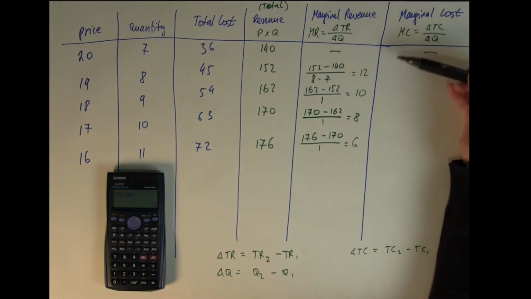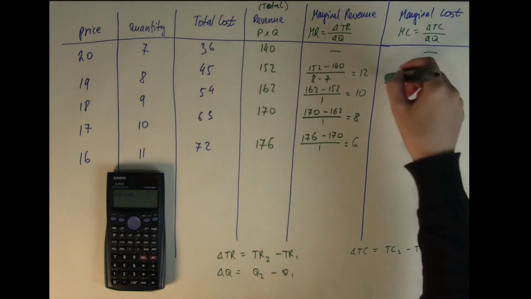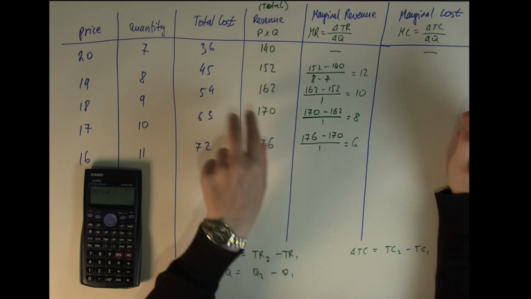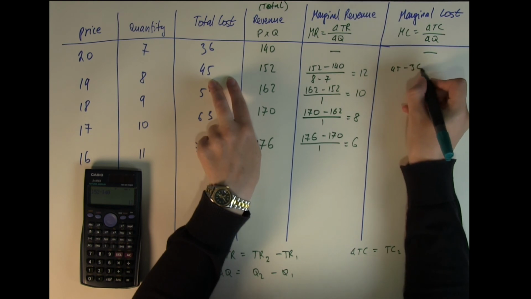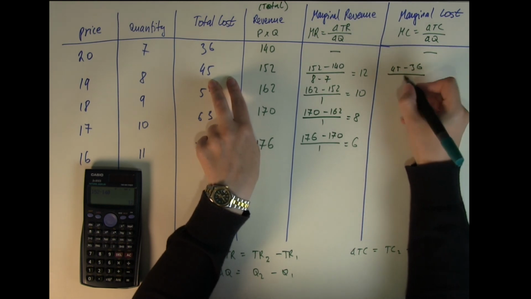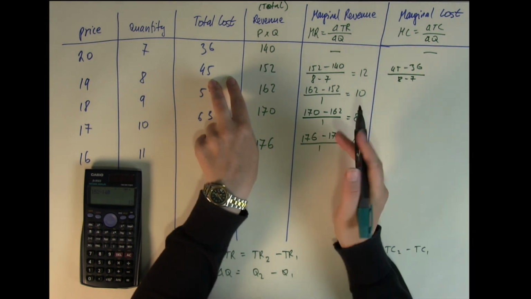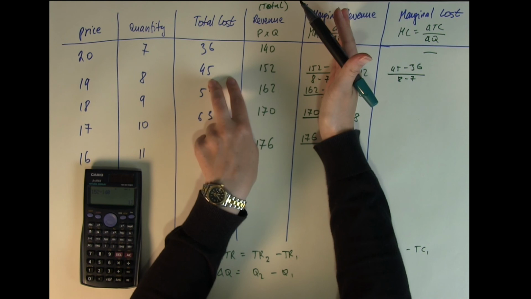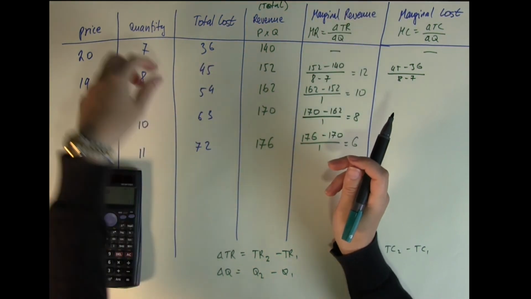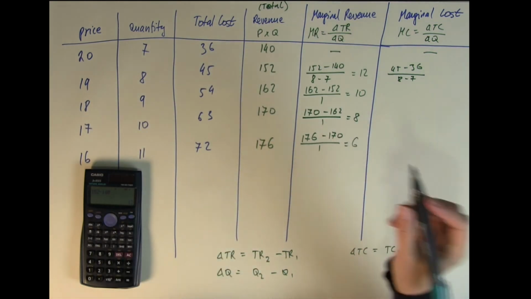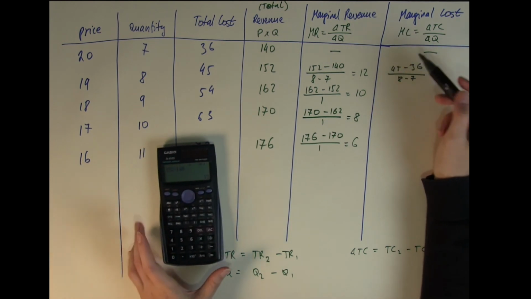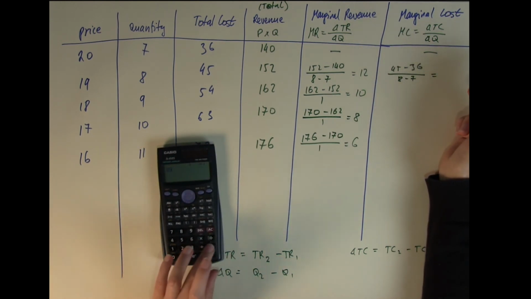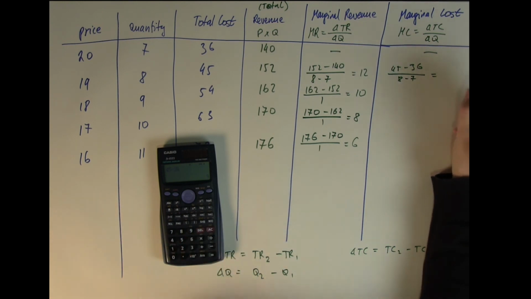So I can calculate the marginal cost first for this row. The change in total cost is 45 minus 36, and that again needs to be divided by 8 minus 7. Well, the change in quantity, just like in the marginal revenue calculations, is always 1, because the quantity only grows by 1. So I will have to do the division by 1. So that will be just equal to the difference. So what's the difference between 45 and 36? Well, that is 9. 9 divided by 1 gives me 9.